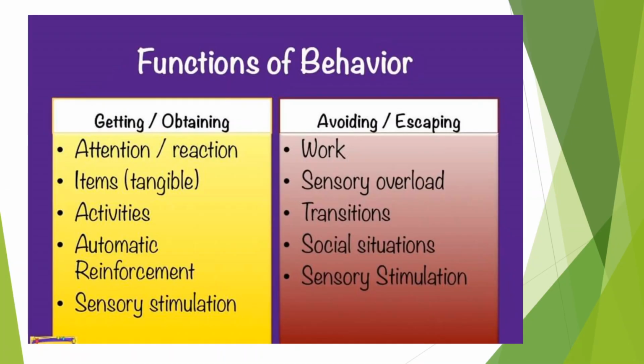So first, let's review functions of behavior. So we know that there are two types of functions of behavior. One is to get or obtain something, and the other is to avoid or escape something. Common things that a child or an adult may want to get or obtain include attention, tangible items, activities, automatic reinforcement, and sensory stimulation. Common things that some children may want to avoid or escape include work, sensory overload, transitions, social situations, and sensory stimulation.